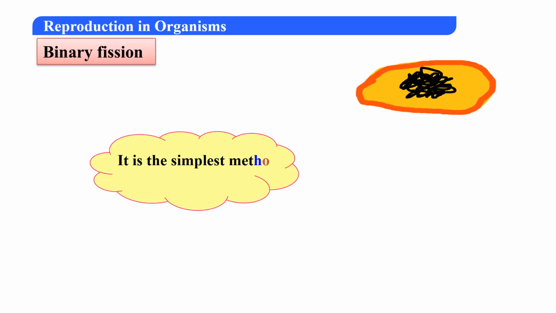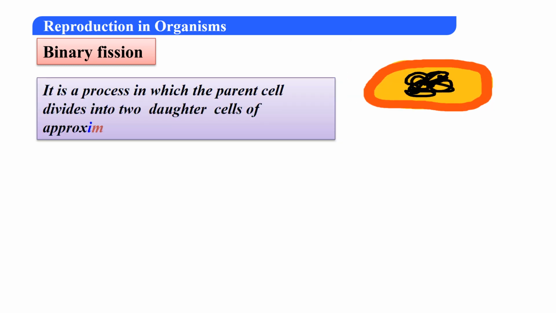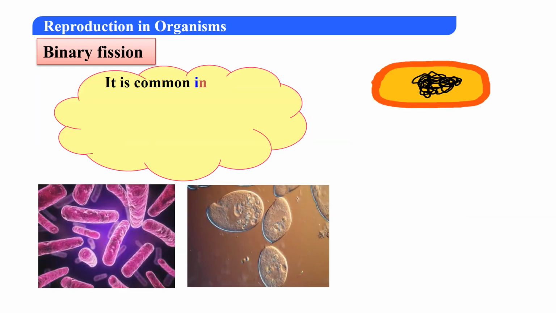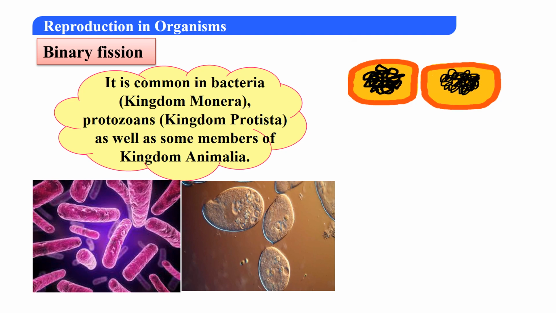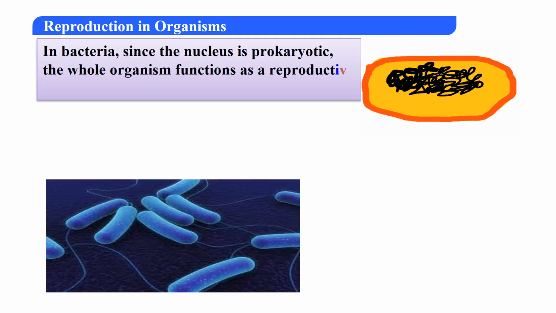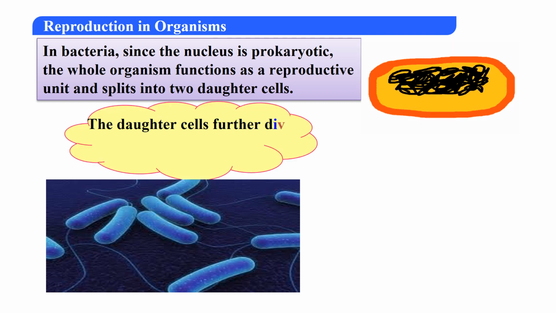Asexual reproduction in animals. Binary fission, it is the simplest method of asexual reproduction. It is a process in which the parent cell divides into two daughter cells of approximately the same size. It is common in bacteria, kingdom Monera, protozoans as well as some members of kingdom Animalia. In bacteria, since the nucleus is prokaryotic, the whole organism functions as a reproductive unit and splits into two daughter cells. The daughter cells further divide and give rise to two more daughter cells.